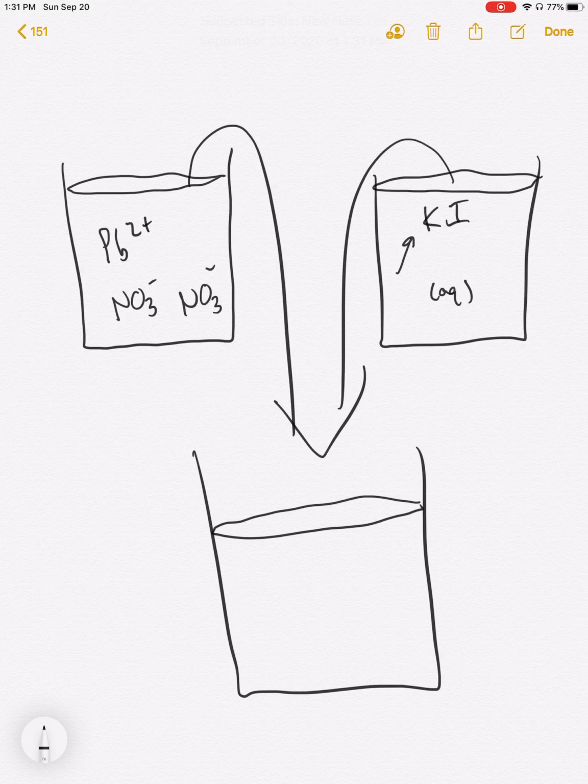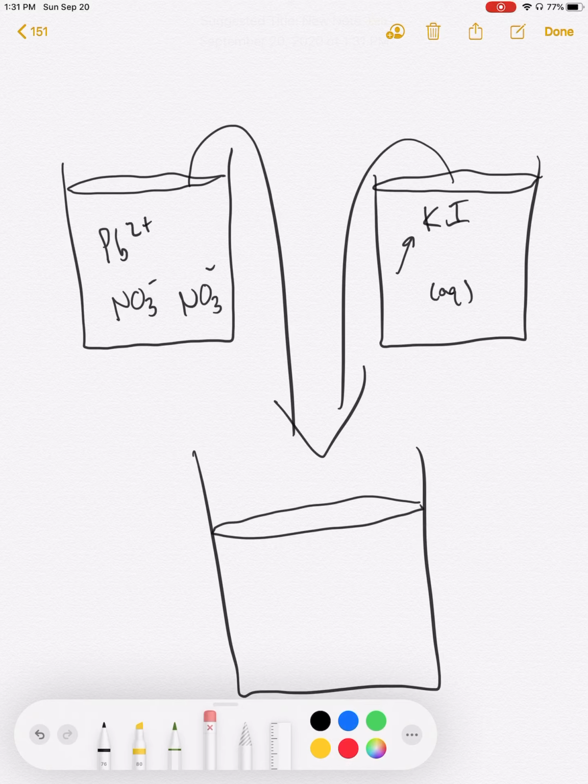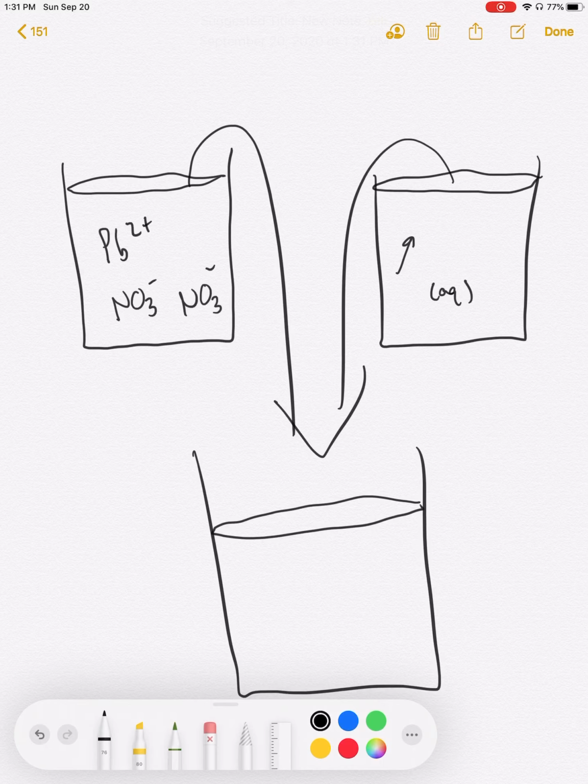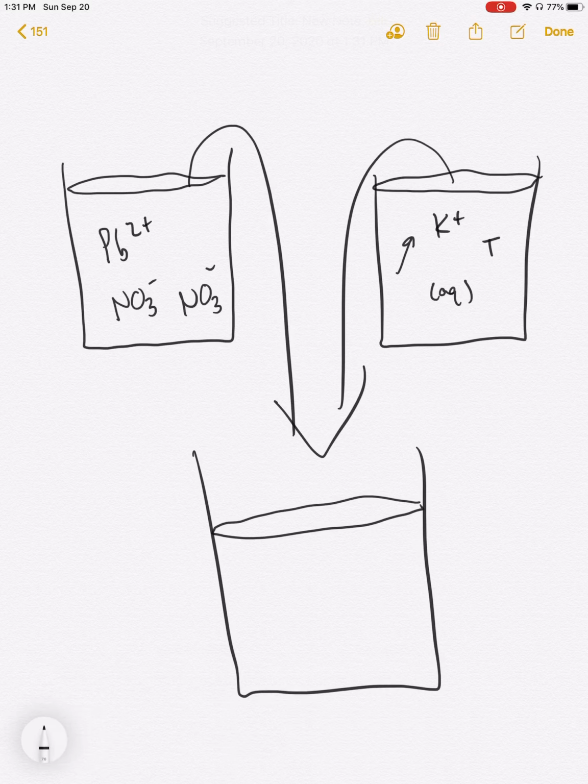And then with the potassium iodide, we're not going to have intact potassium iodide. Rather, when it dissolves, it will dissociate, and there will be K+ ions and iodide or I- ions. So we will have these ions, and when we mix them and put them into solution, we're going to have lead 2s, nitrates, K+, and I-.